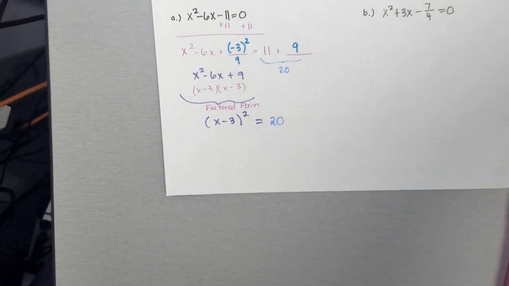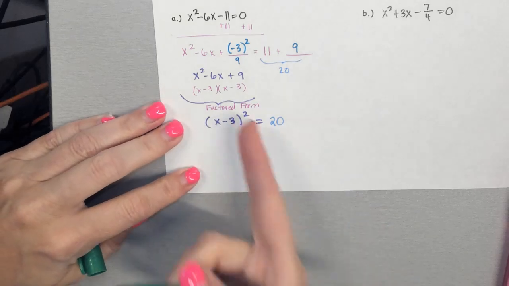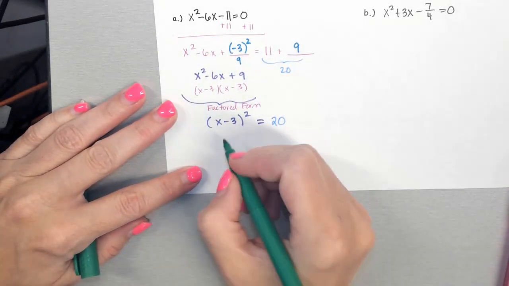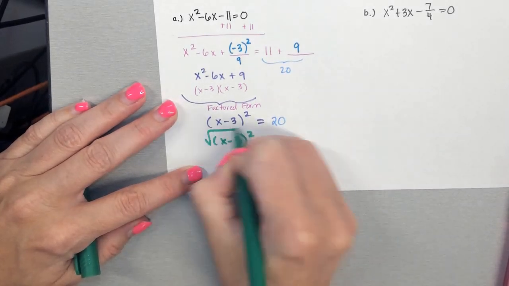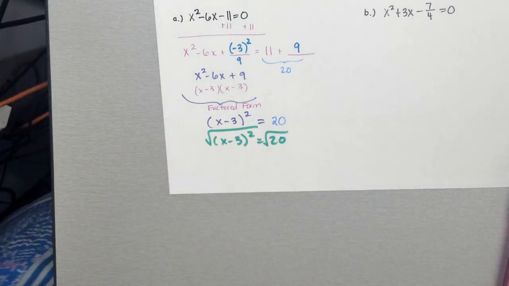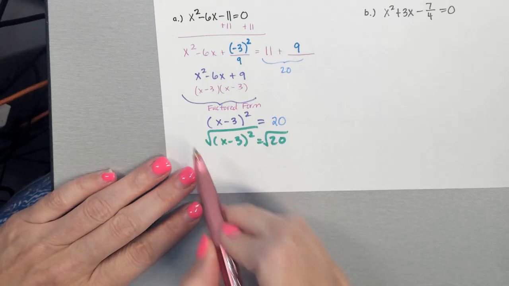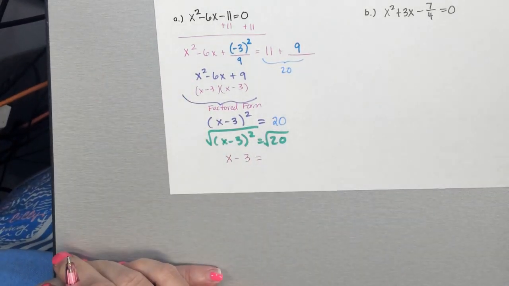What's my next step? I heard somebody say it. Yeah, you're going to take the square root, right? So once you have it in this form, we're going to take the square root of both sides. I'm going to write it like this so in your notes you can see. Okay, so you're going to take the square root of both sides because the square root undoes the 2. So then you just have x minus 3 equals.